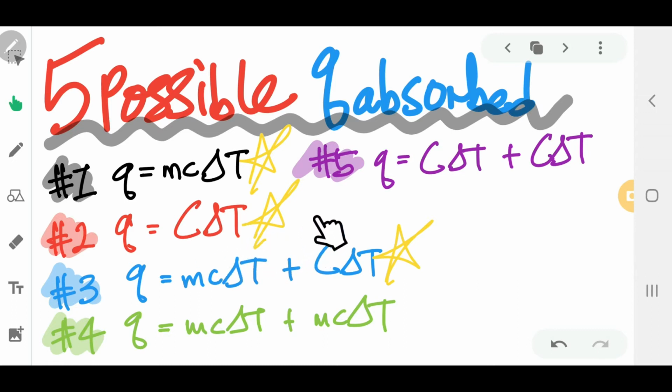But note that it is not impossible for the examiner to want you to find out this type of Q and that type of Q. So how do you identify which one will be used for a certain question? You have to read through the question, find out the information available, and use the information given by the question, and you should be able to identify which possibility you need to use.